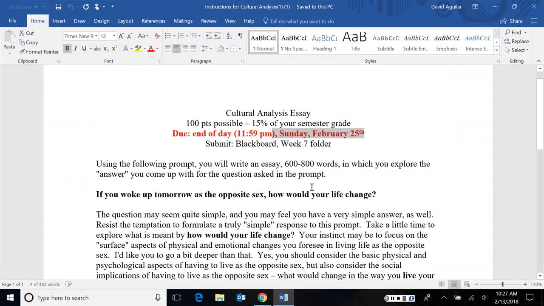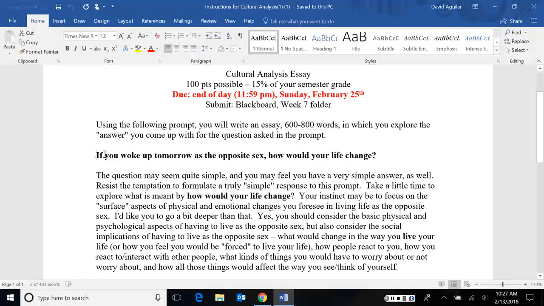And this is not a hard assignment. I think it's very simple and easy, and it's going to be a lot of fun. It's going to be between 600 and 800 words, the same as a summary response essay. But this time you're going to answer the question, if you woke up tomorrow as the opposite sex, how would your life change? And I don't want you to just focus on the sex part.